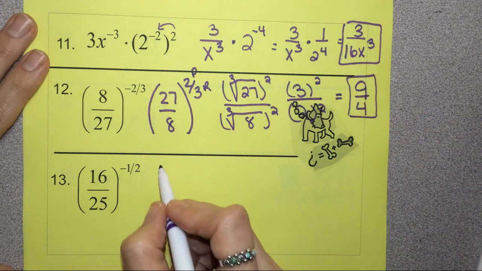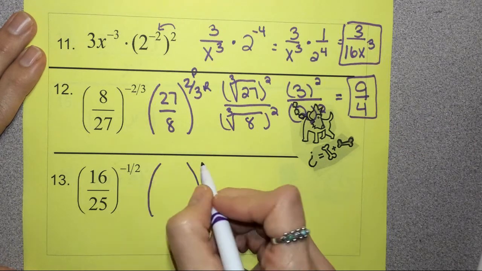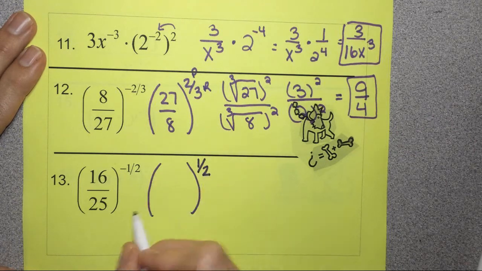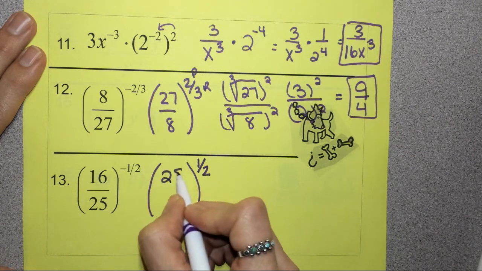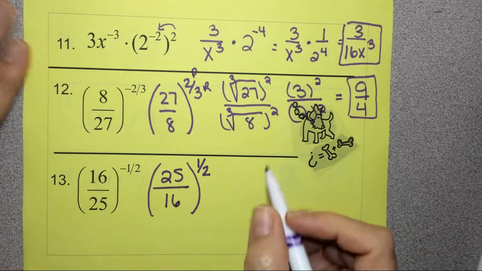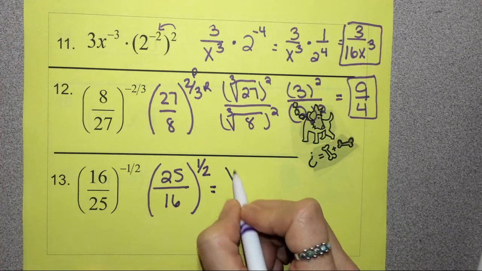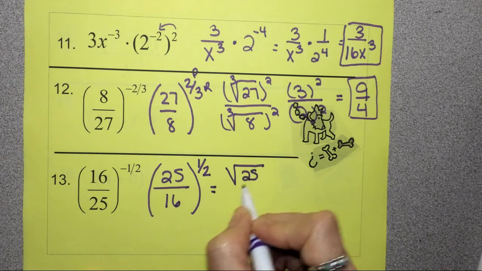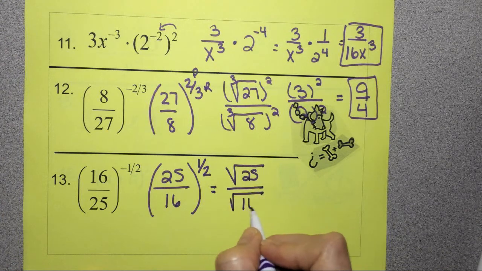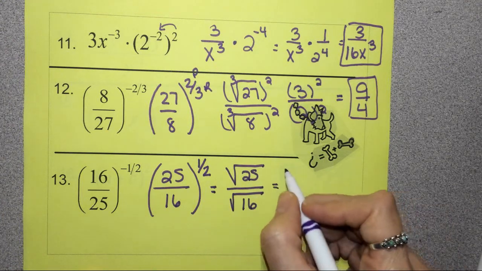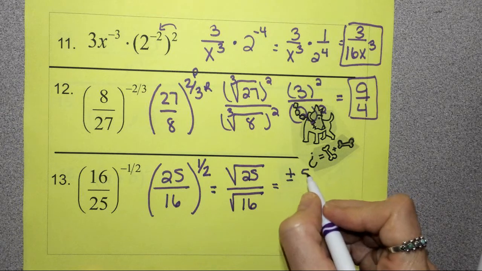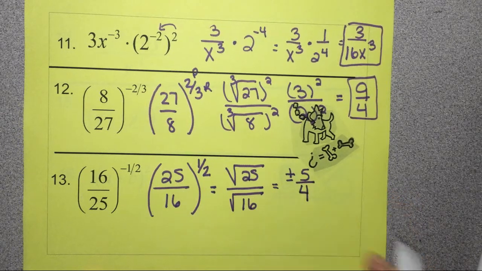13 is going to work the same way. I've got a negative fraction exponent. So to make it positive, I have to flip the fraction on the inside. Then I'm going to rewrite this as the square root of 25 over the square root of 16. The square root of 25 is plus or minus 5, and the square root of 16 is plus or minus 4.